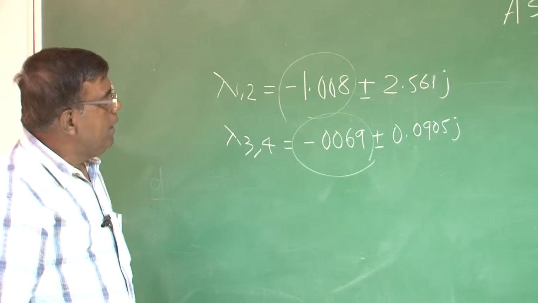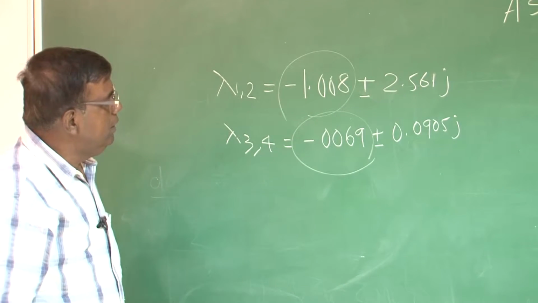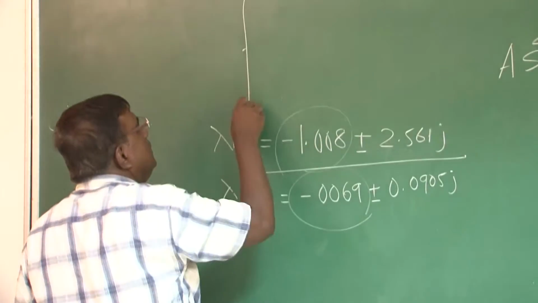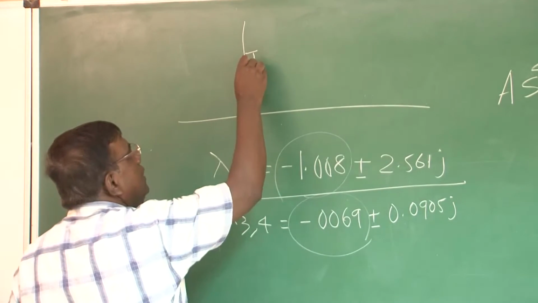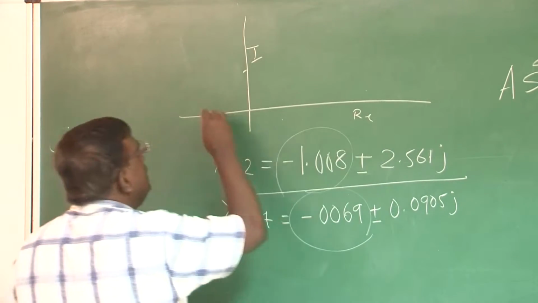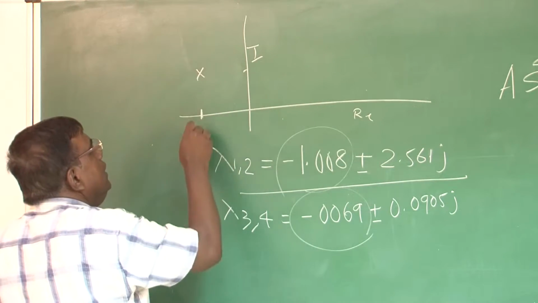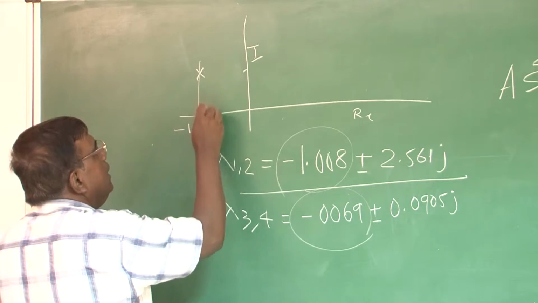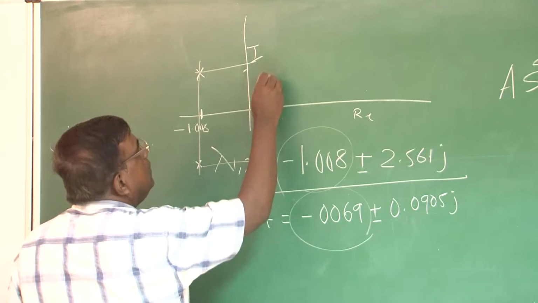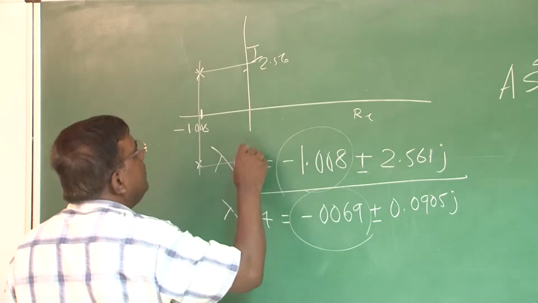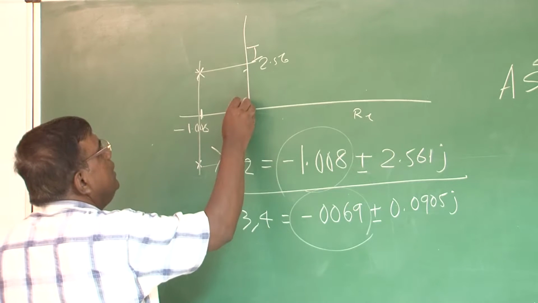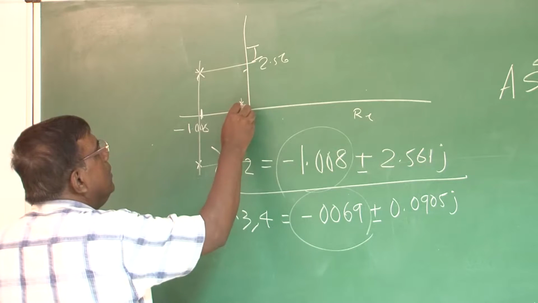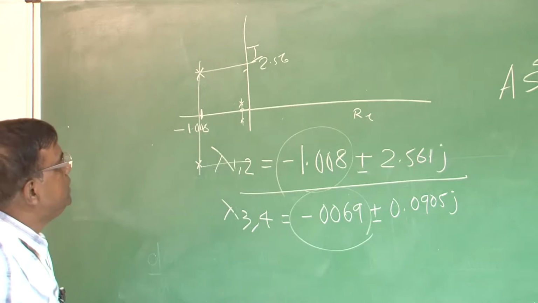And now, what is important to see here, that this pair of roots, the real part, if I plot, it is imaginary, it is real. So, it is, let us say, minus somewhere here, right? Minus 1.008, and these values are 2.56 plus minus. But the other one is somewhere here, right? That is minus 0.0069.